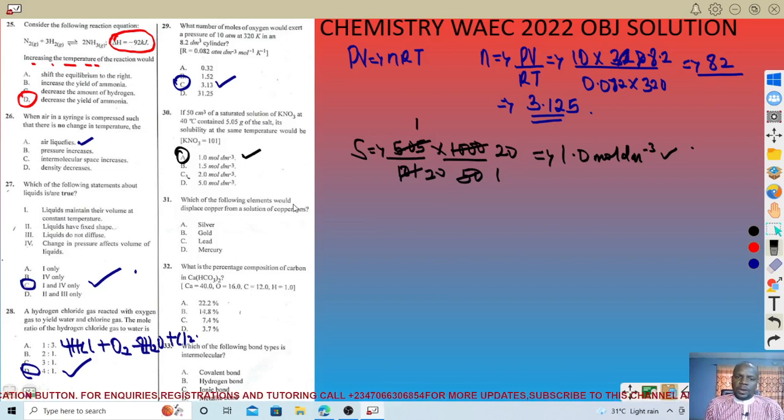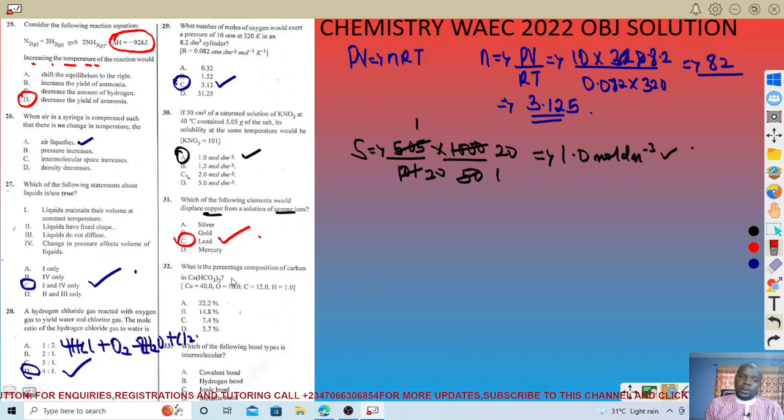is, which of the following elements would displace copper from its copper ion? To displace copper from copper ion, it must be an element that is above copper in the electrochemical series. I think this is direct. So silver is not above, gold is not above, mercury is not above. It is lead that is above. So that's that.